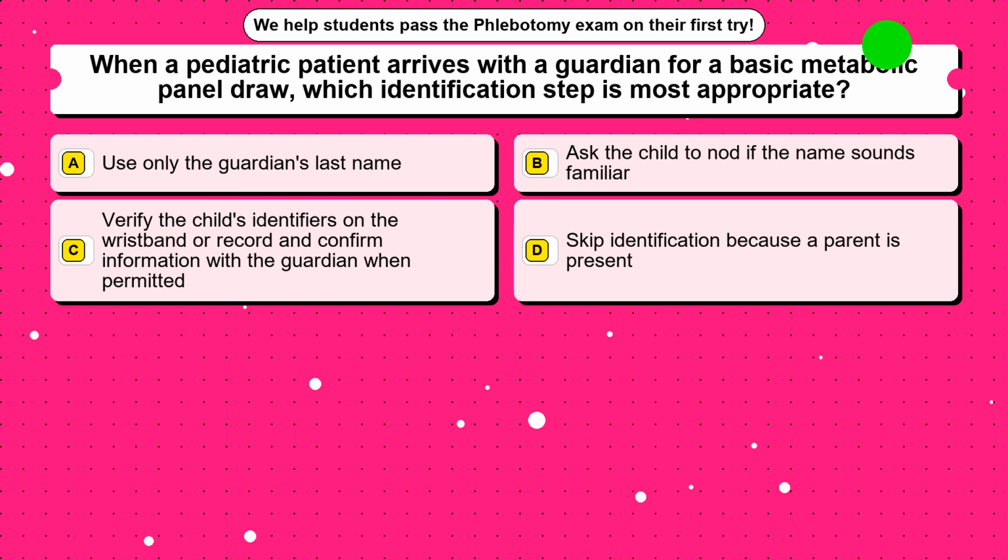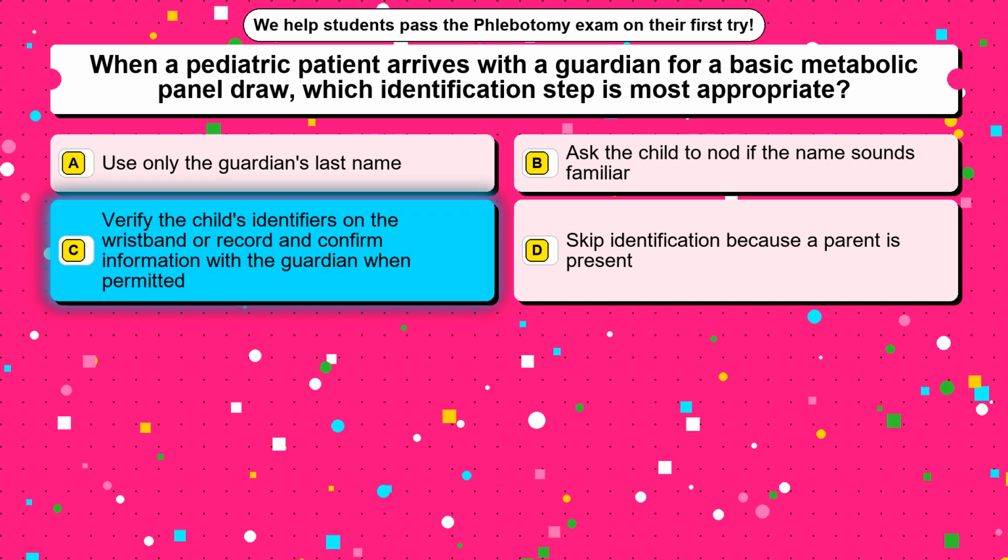Question 3. When a pediatric patient arrives with a guardian for a basic metabolic panel draw, which identification step is most appropriate? Option A. Use only the guardian's last name. Option B. Ask the child to nod if the name sounds familiar. Option C. Verify the child's identifiers on the wristband or record and confirm information with the guardian when permitted. Option D. Skip identification because a parent is present.